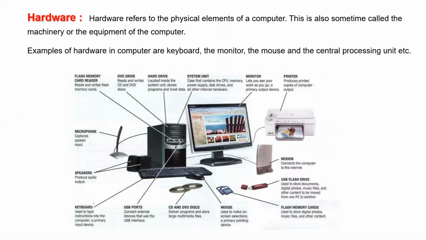Now let us see what hardware is. Hardware refers to the physical elements of the computer. It is also sometimes called the machinery or the equipment of the computer system. Basic examples of computer hardware are the keyboard, monitor, mouse, central processing unit, etc. The CD or DVD drive, microphones, speakers, and USB ports are also parts of the hardware.